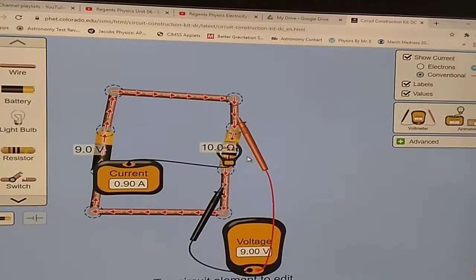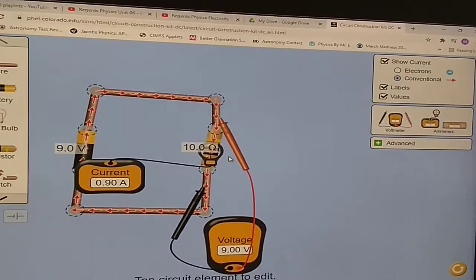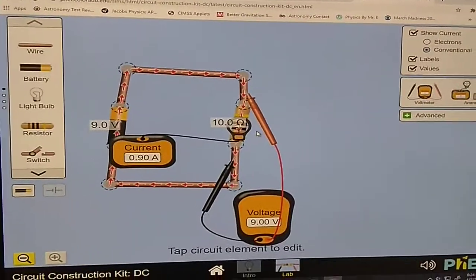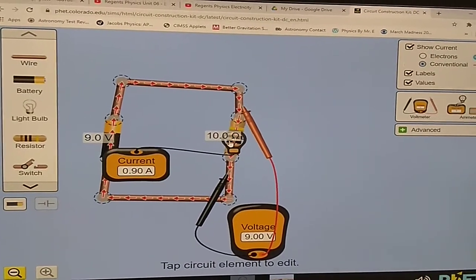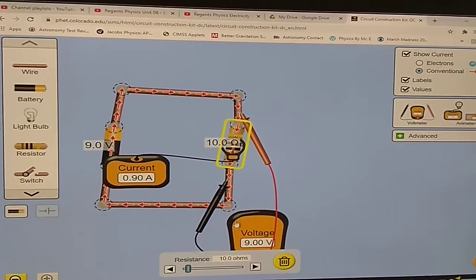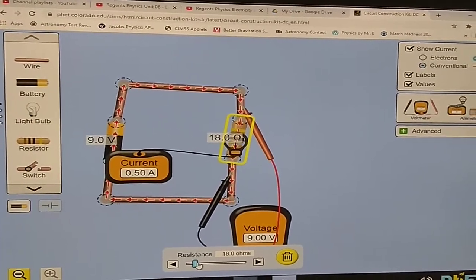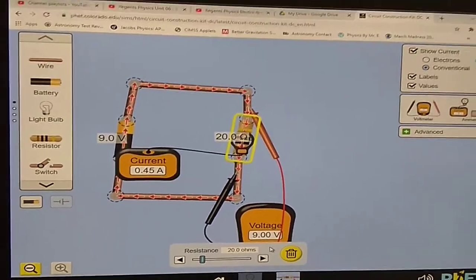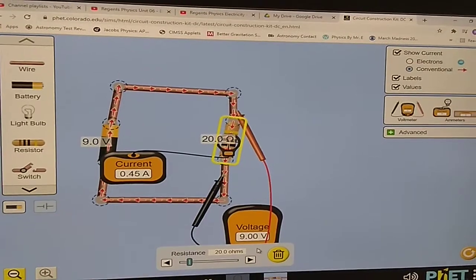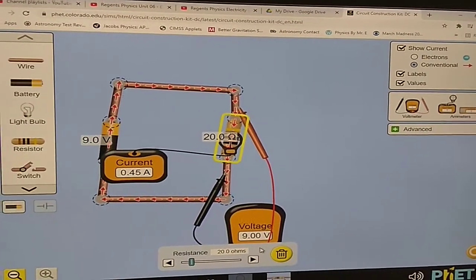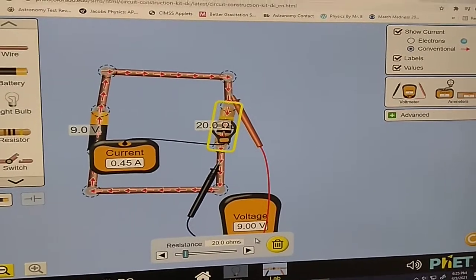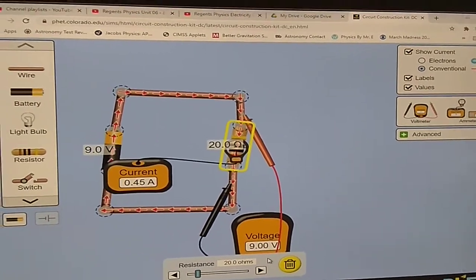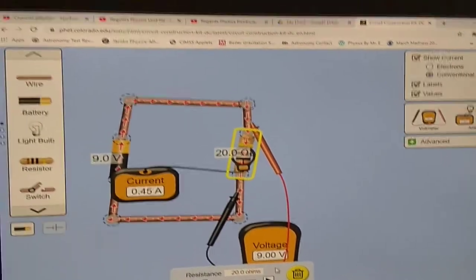If the voltage is 9 volts and the current is 0.9 amps, voltage divided by current should give me the resistance. 9 divided by 0.9 is in fact 10. Matter of fact, this will be the same if I increase the value of this resistor, which I can do. So if I increase the resistance, let's say I make it 20 ohms, then the voltage across it is still 9 volts. The current is now 0.45. If I divide those two, you get 20. So the resistance is the quotient of the voltage drop across that piece divided by the current.